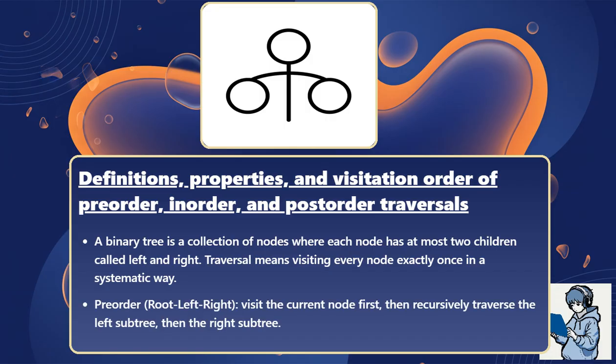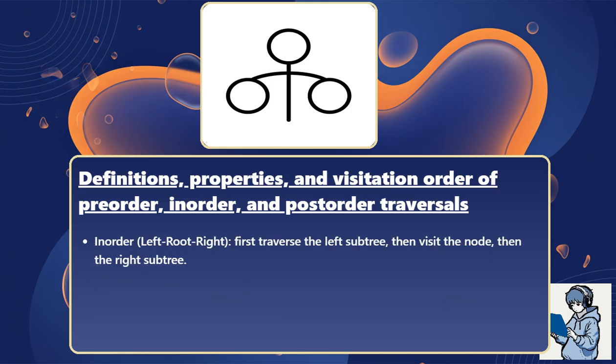Preorder: root, left, right. Visit the current node first, then recursively traverse the left subtree, then the right subtree. Inorder: left, root, right. First traverse the left subtree, then visit the node, then the right subtree. Postorder: left, right, root. Left subtree, then right subtree, then the node.